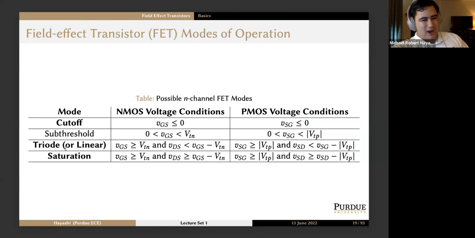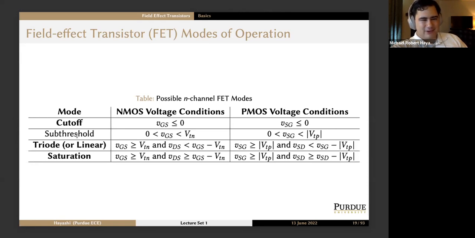If you combine that with the triode or linear region, where we have the gate to source voltage greater than the threshold, and the drain to source voltage being less than the gate to source minus some threshold voltage, you get a very good switch where you're switching between cutoff and a very linear type of switch region.